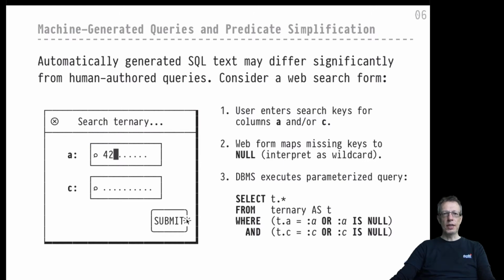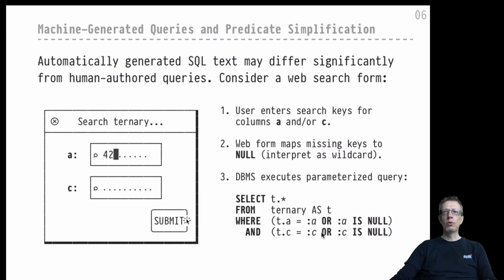The null indicates wildcard behavior. Okay, so if A is indeed null, then this would be true. The whole OR would yield true. So regarding the A column, this would indeed implement the wildcard behavior. Any value would be fine. And the same logic is, of course, being applied to the C column here.